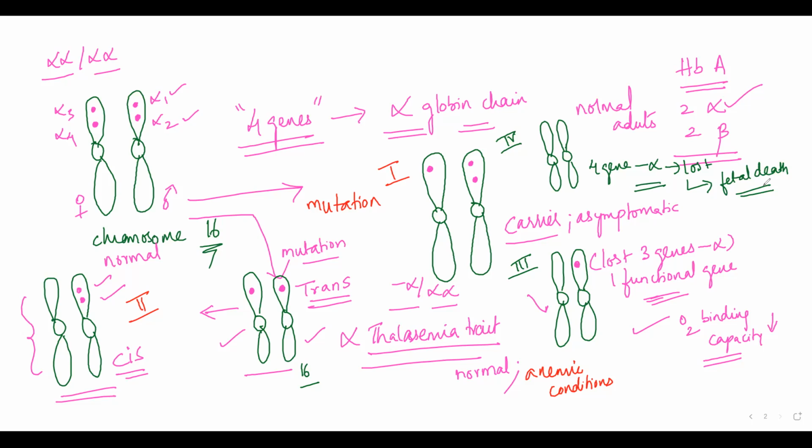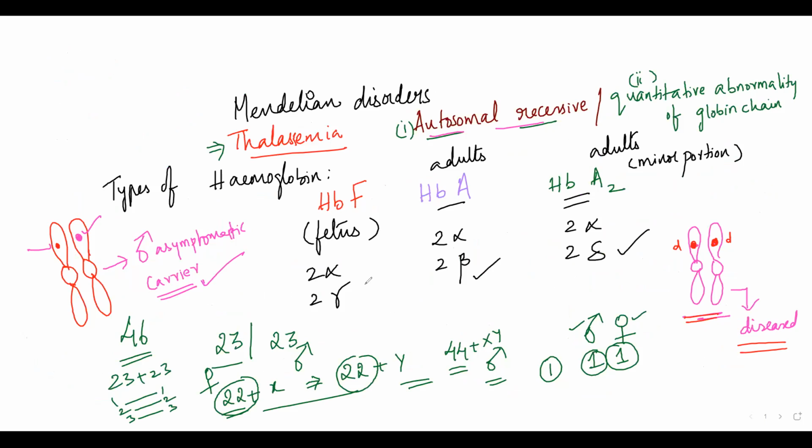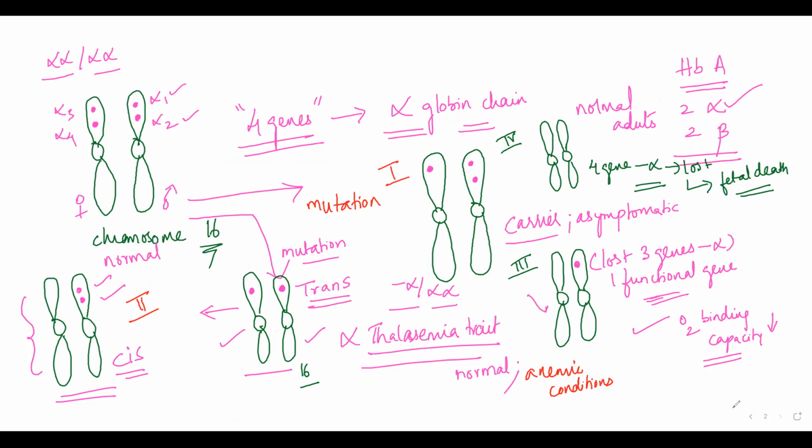And remember, children, I told you that in the fetal stages, if there is no beta, it's okay, because in the fetal stage they have the gamma chains. But here you have lost the alpha chains also, which is going to lead to reduced oxygen, due to which the fetus is going to die. This is about alpha thalassemia, because here the alpha globin chains are affected. So we call this alpha thalassemia. Did you understand?